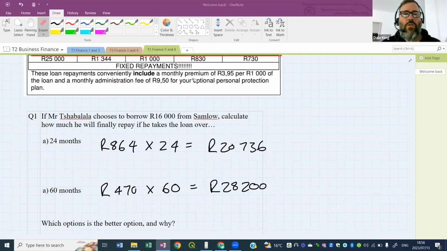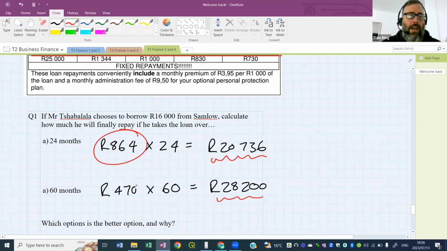Banks and financial institutions in the old days never used to show you these totals. They just showed you the monthly amount and said, tell me what you can afford. They never showed you these totals. We had to do these calculations on our own. These days, the government said you have to show the people the total, because people were just choosing the cheaper one and not realizing that they were paying a lot more money.